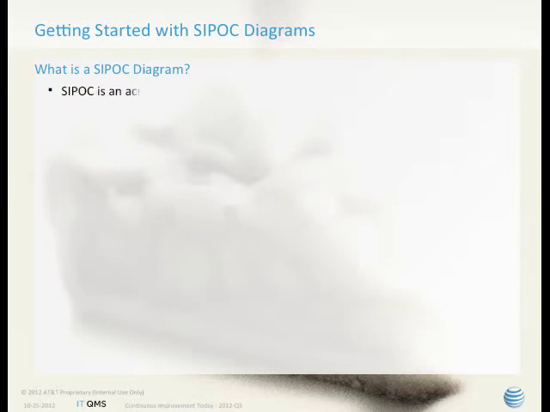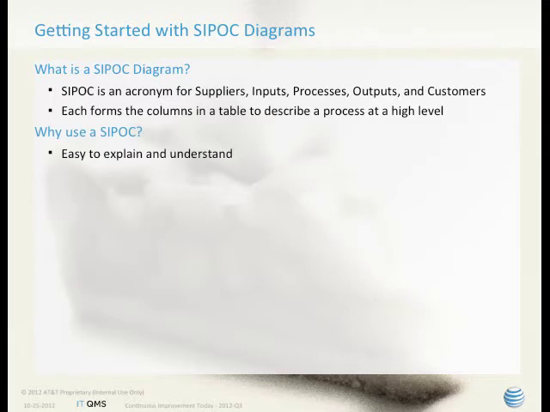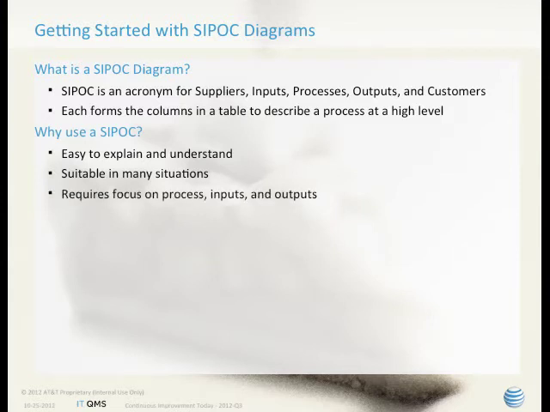SIPOC is an acronym for suppliers, inputs, processes, outputs, and customers. Each of these things forms a column in a table, and it helps to describe the process at a high level. Why use a SIPOC diagram? It's easy to explain and easy to understand. It's suitable in many situations. And the important part is it requires us to focus on the process inputs and the process outputs.